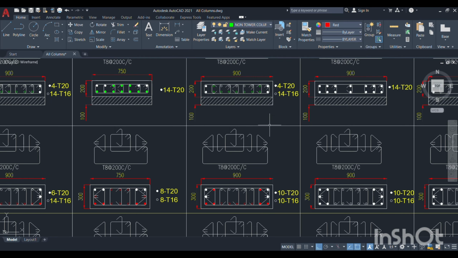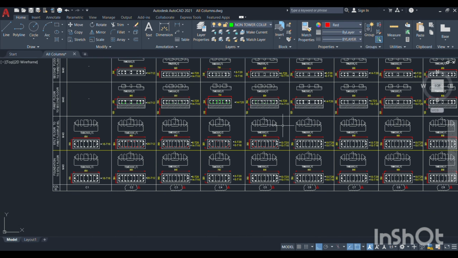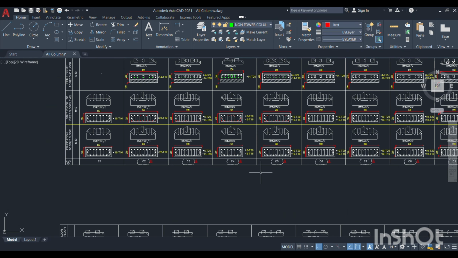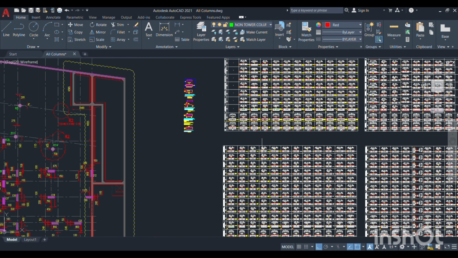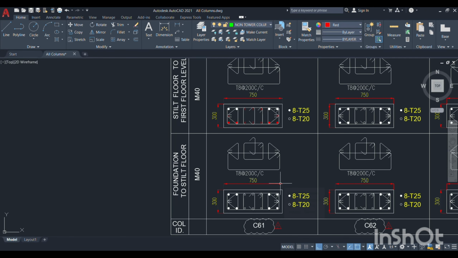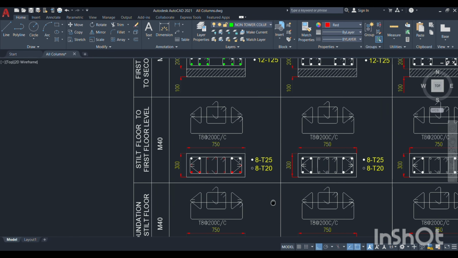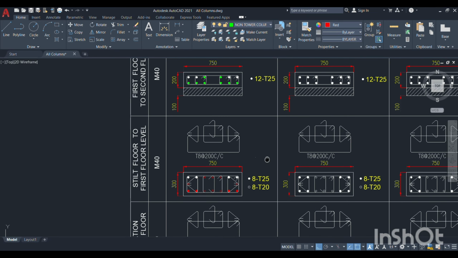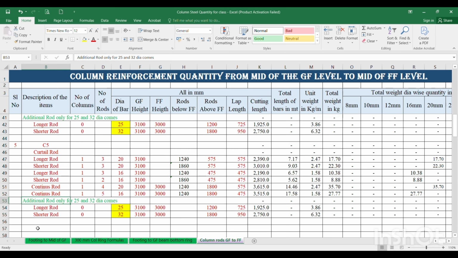I will take one example of a 25 dia rod, where the 25 dia additional rods are coming. I will take one 25 dia column, here is the column number C61. Here I have this 25 dia rod. So I will explain how to take the lap length and additional length for the 25 dia also. For example, I am taking this C61 column for the next explanation.